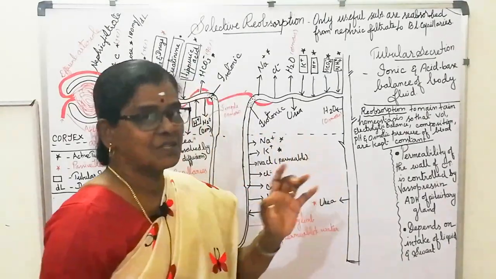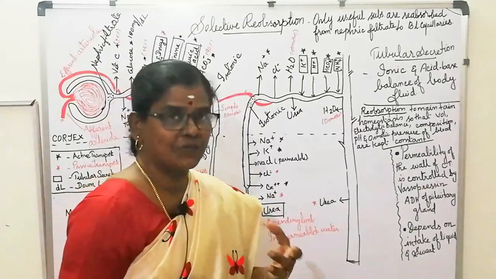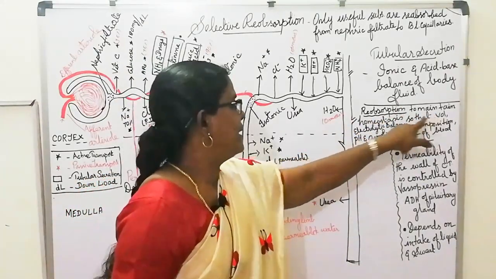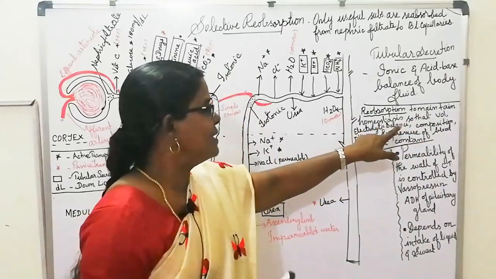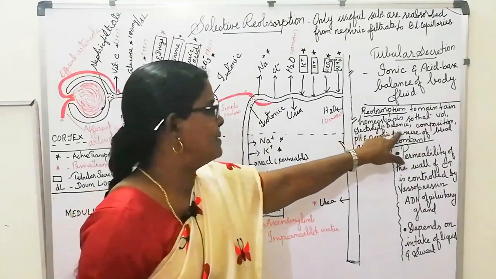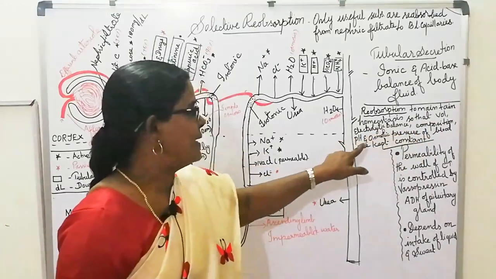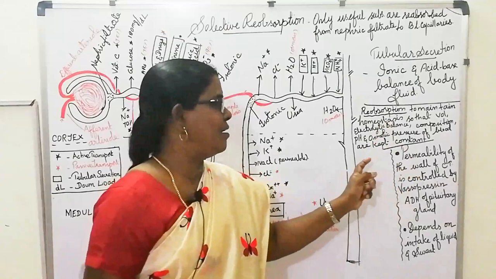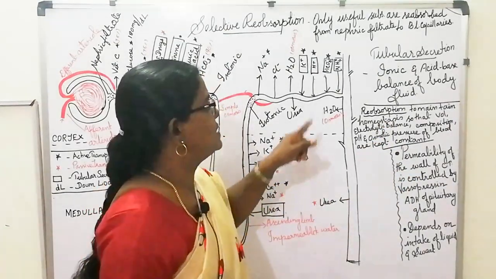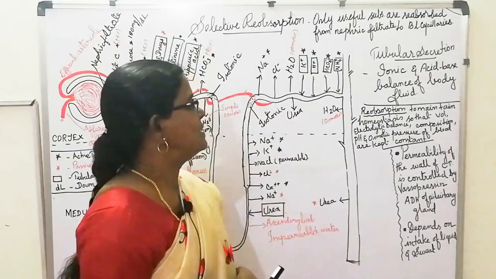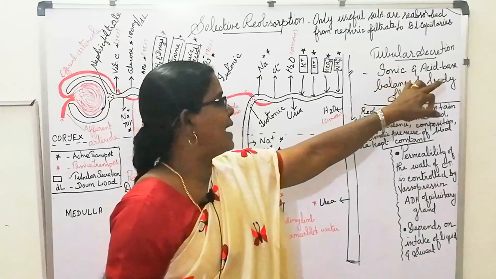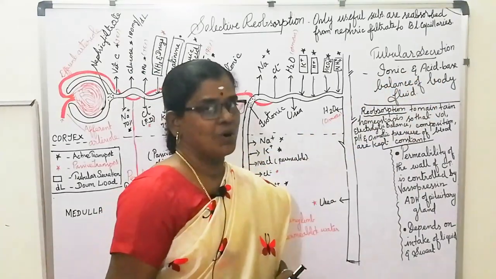What is the main function of reabsorption? What is the main use of reabsorption? Reabsorption helps to maintain the homeostasis of the internal environment, so that the volume, electrolytic balance, composition, pH and osmotic pressure of blood are kept constant. Now you see this tubular secretion. Tubular secretion is very important for maintaining the ionic and acid base balance of body fluid.